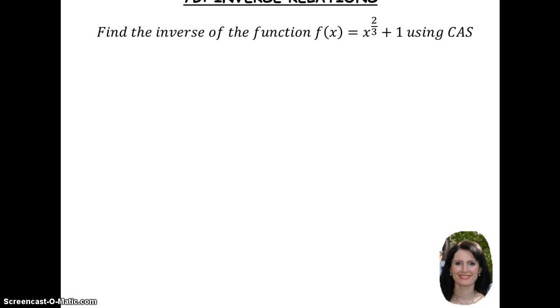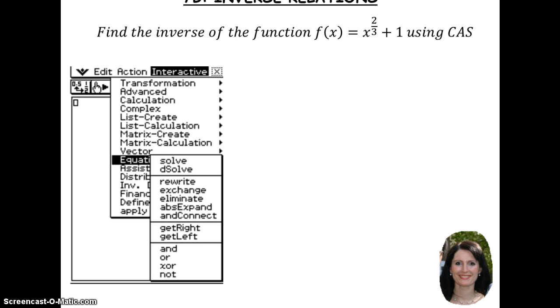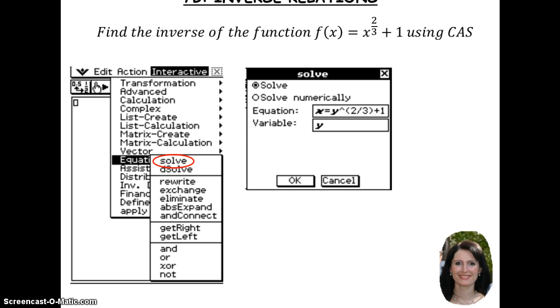Now we want to find the inverse of x to the power of 2/3 plus 1, and we're going to use CAS for that. In your main area, go to interactive, and then we go to solve. Once you're in solve, you get this screen here, and you enter your equation, x equals y to the power of 2/3 plus 1, and we must change the variable to y, because remember we're solving for y. It'll automatically have x there, so make sure you do that, otherwise you'll just get out the same as what you put in. There it is there.